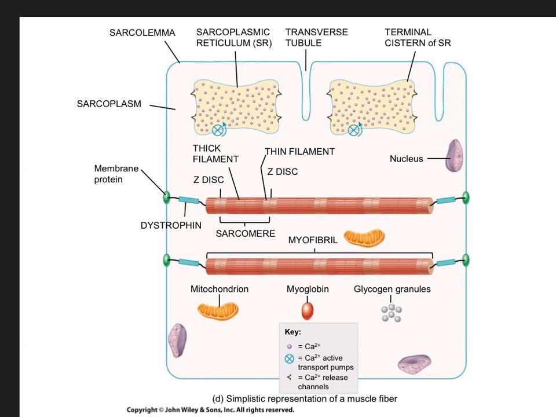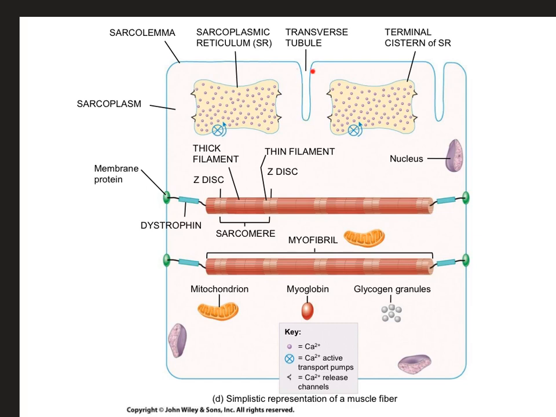So again, up on top here, we'll talk about this area right here. This is our transverse tubule, or our T-tubules. They were blue in the figure before. And these again are invaginations of the plasma membrane that create these tunnels throughout the muscle fiber.